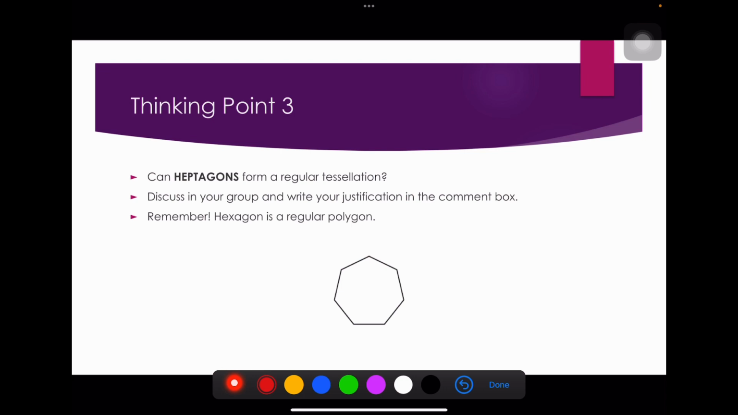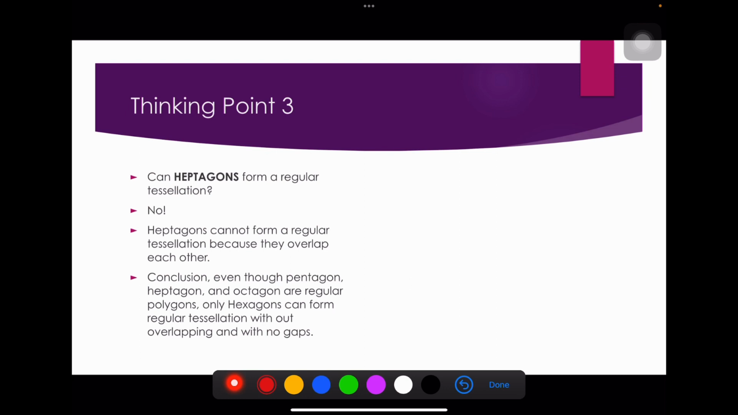Now this is heptagon. Heptagon means 7 sides. Can heptagons form a regular tessellation? Okay, so you also need to think about this. Even though heptagon is a regular polygon. Okay, can heptagons form a regular tessellation?